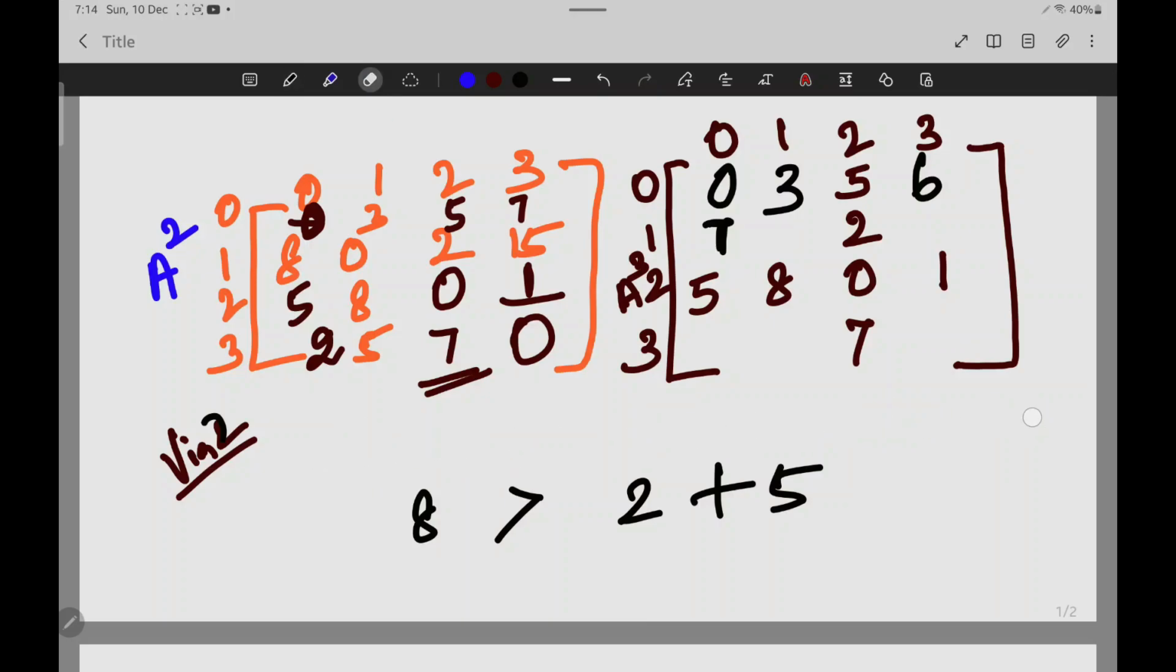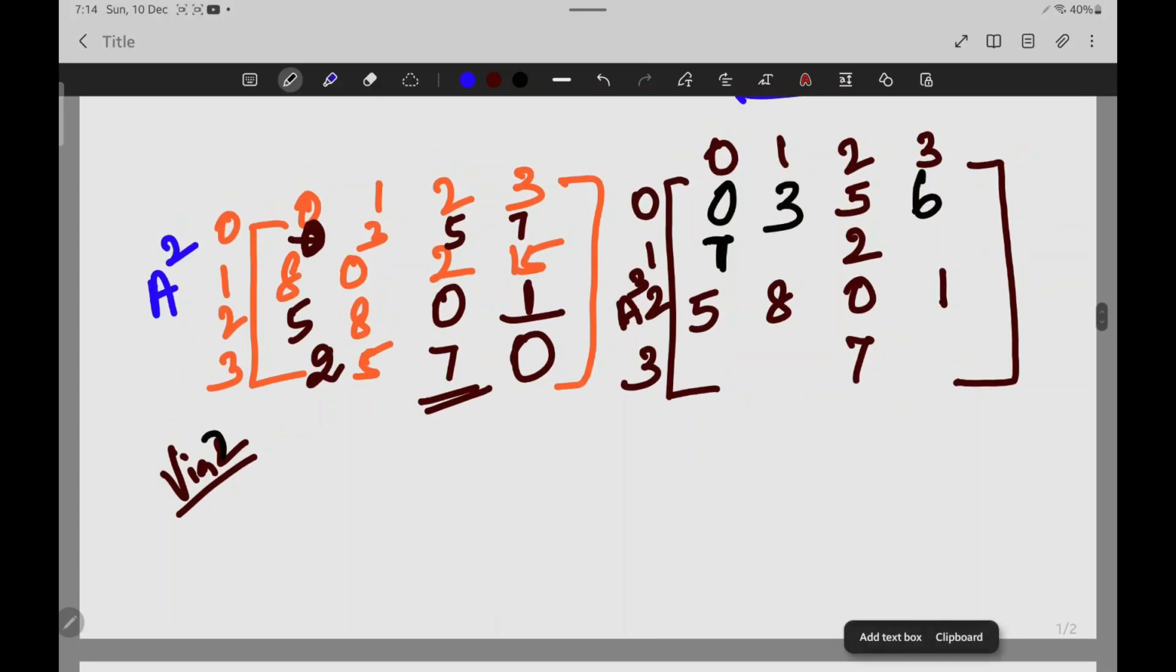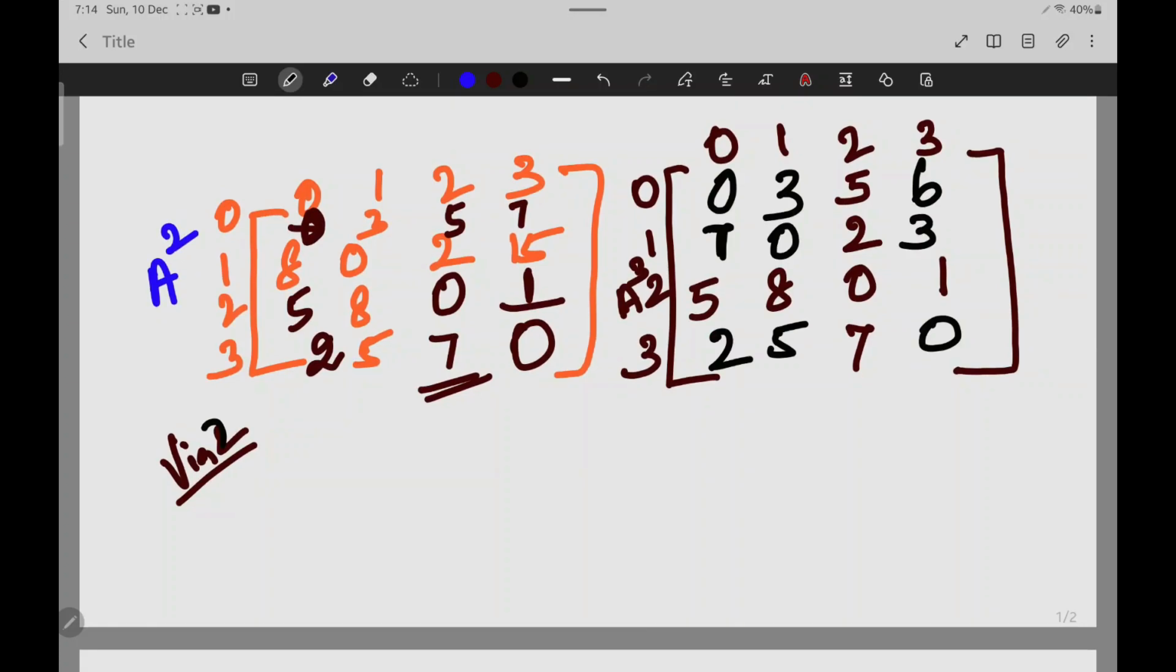Similarly, we can find the remaining values also. So I'll find all the remaining values and write them. I calculated all the remaining values and they remain the same. Only this 7 we are getting as the minimized value, and instead of 15 I am getting the minimized value as 3. So the remaining are all the same only.